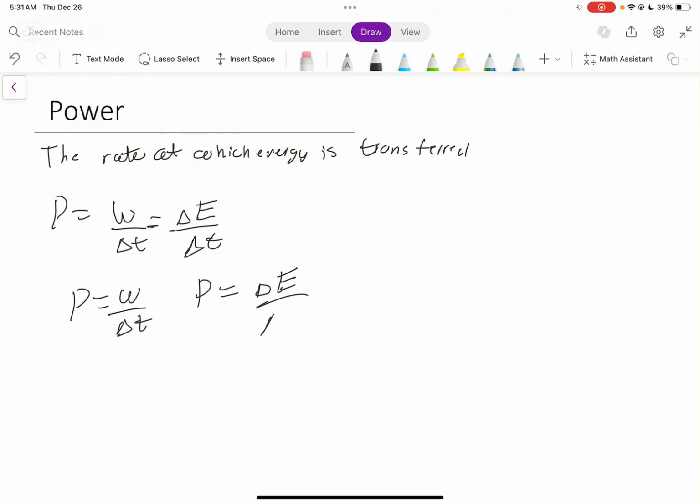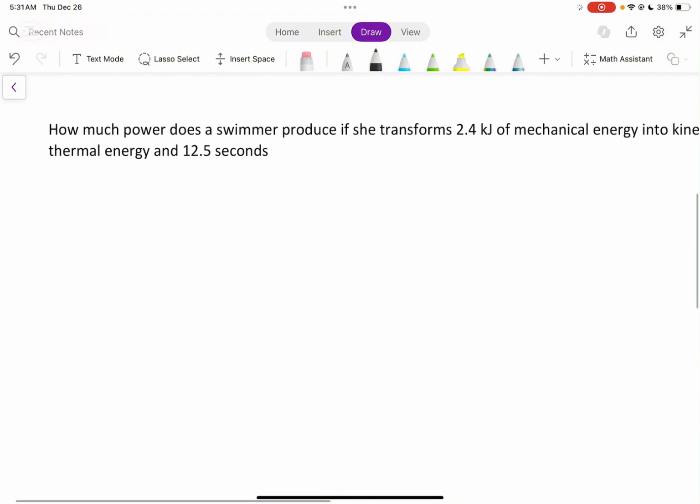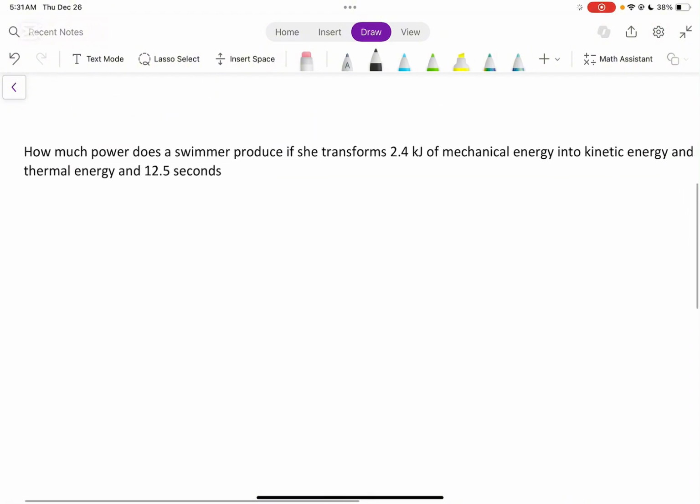E over delta T. So now that we have this, we also have a new unit for power, and the units we use for power are joules per second, which is equal to a watt. And the symbol for it is just W. So now that we have this, we can move into doing some questions and seeing the applications of how we can use power throughout this course.